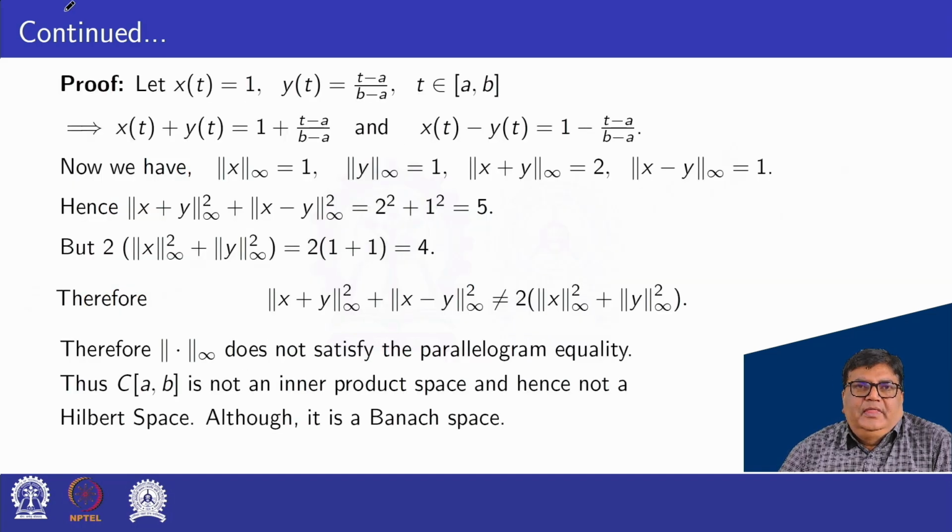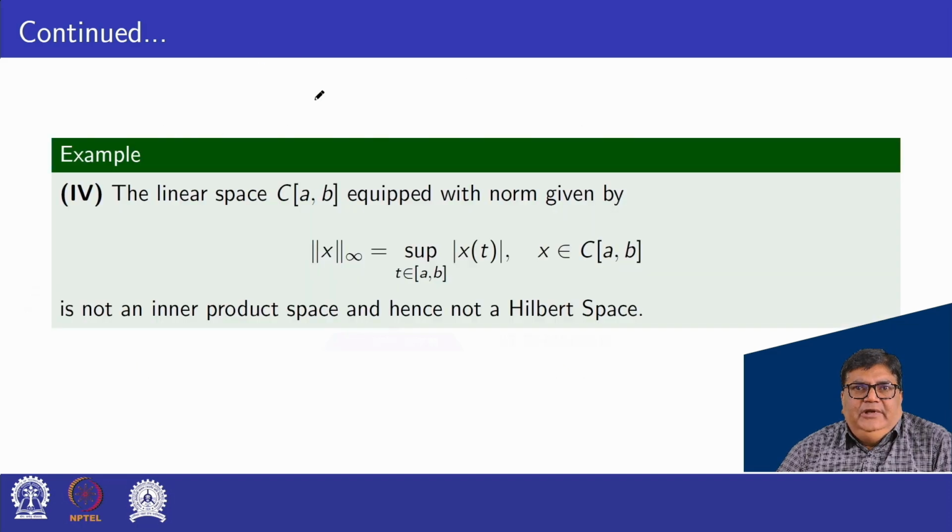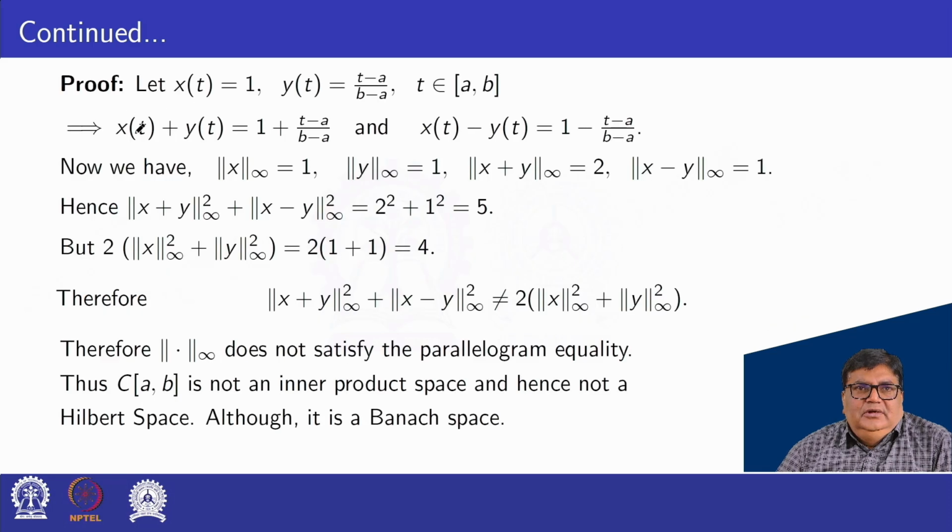Proof. We prove by example. Let x(t) = 1 and y(t) = (t - a)/(b - a) for all t belonging to the closed interval [a, b]. So x and y belong to C[a, b]. This implies that x(t) + y(t) = 1 + (t - a)/(b - a), and x(t) - y(t) = 1 - (t - a)/(b - a).